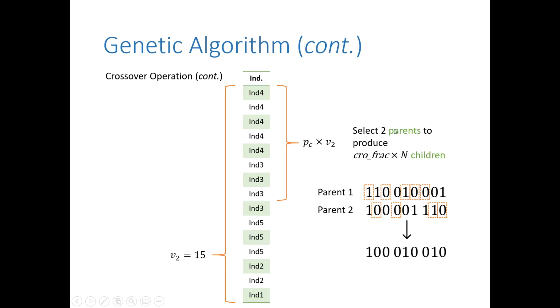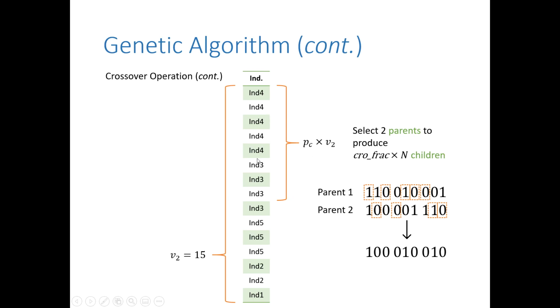Next, select 2 parents to produce this number of children, which is the output of the crossover operation. But you cannot just select any 2 from the roulette wheel list. We have to give another parameter, which is PC. So if PC is 0.5, that means you select two parents only from the top 50% of the list, which means the top 50% fittest individuals.